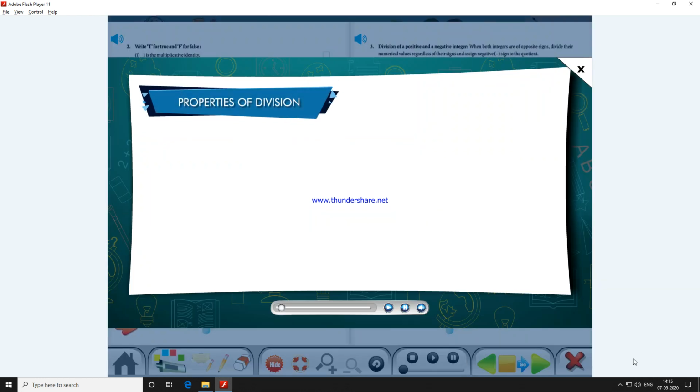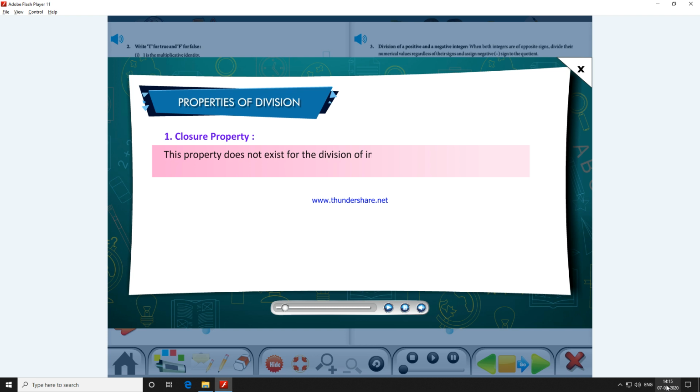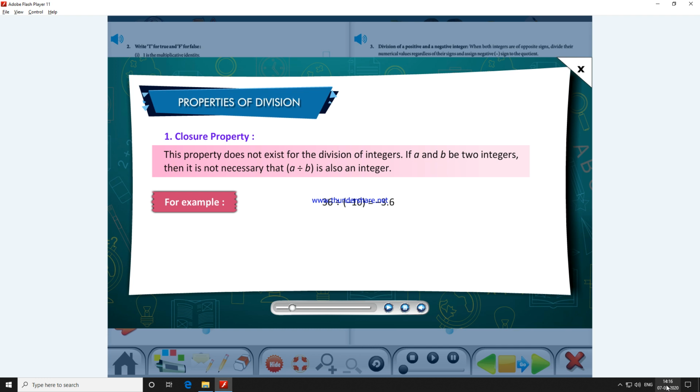Properties of division. 1. Closure property. This property does not exist for the division of integers. If a and b be two integers, then it is not necessary that a divided by b is also an integer. For example, 36 divided by minus 10 equals minus 3.6. Integer, integer, not an integer.